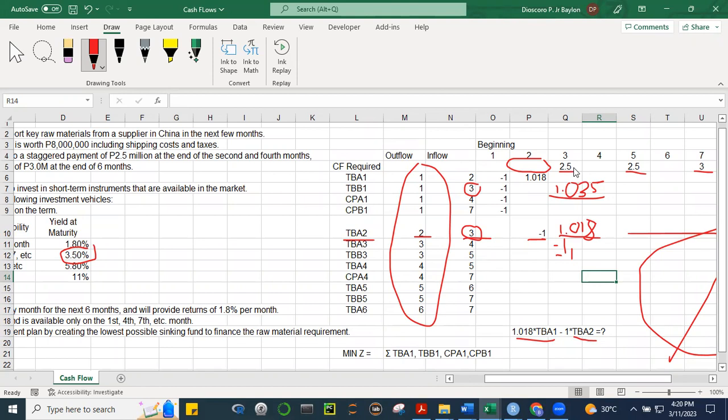Okay, in other words, you have to set aside 2.5 million. So you'll get something from TBB1, you'll get something from TBA2, then you put aside something for TBA3, then you put aside something for TBB3, and then the rest will be paid. Okay, 2.5 million goes out to be paid. Okay, class, you get it?